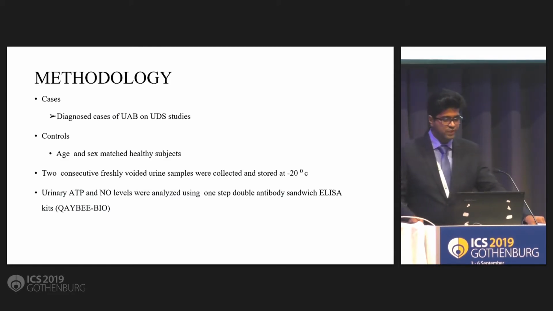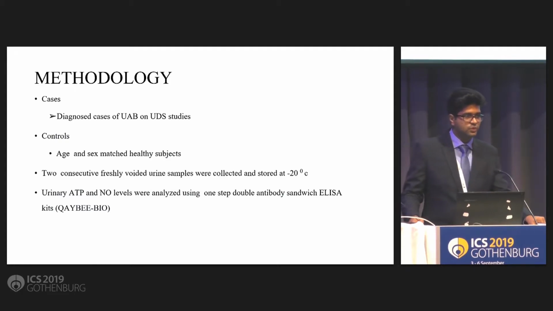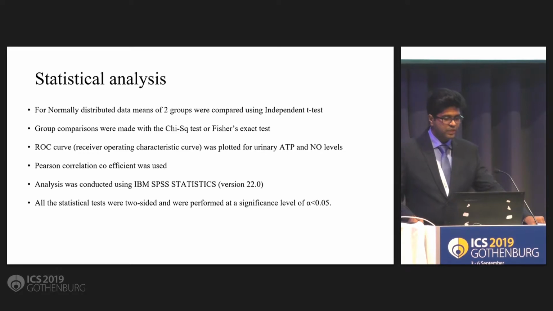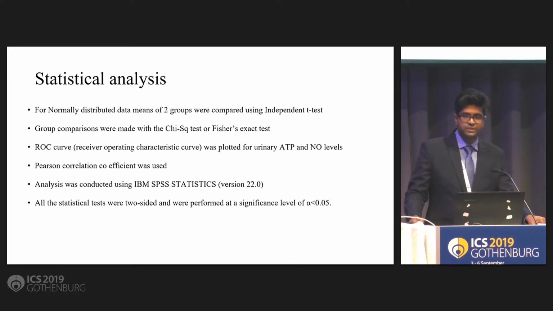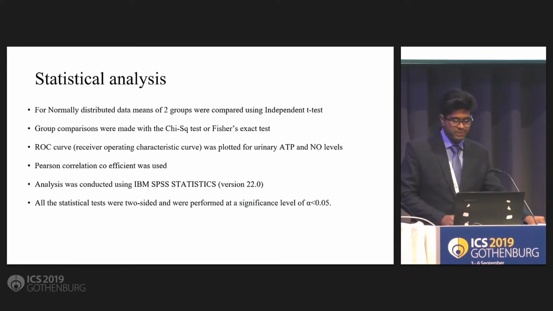Two consecutive freshly voided urine samples were collected and stored at minus 20 degrees Celsius, and then evaluated for both ATP and nitric oxide levels using ELISA. The independent t-test, chi-square test, Fisher's exact test, and Pearson correlation coefficient were used, and an ROC curve was plotted.